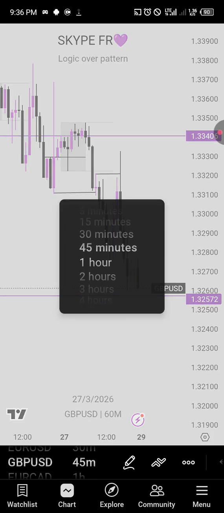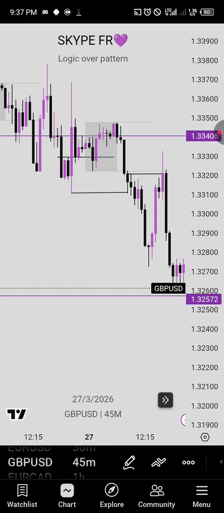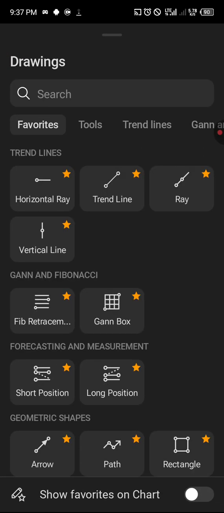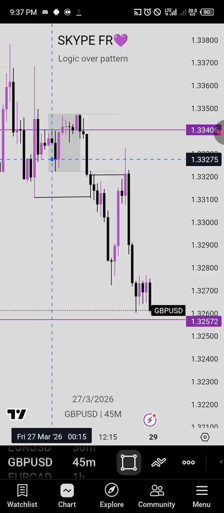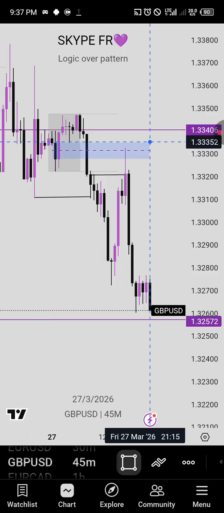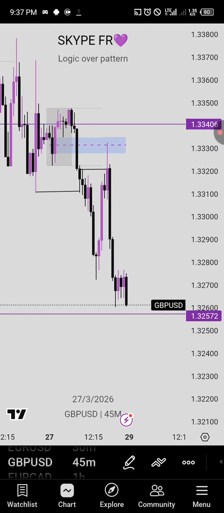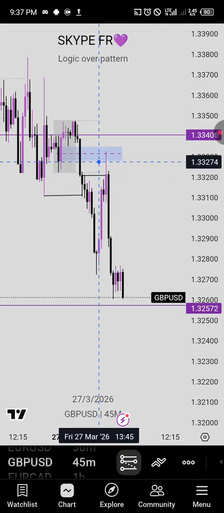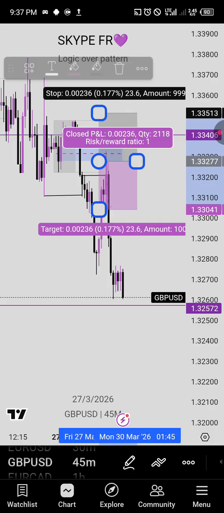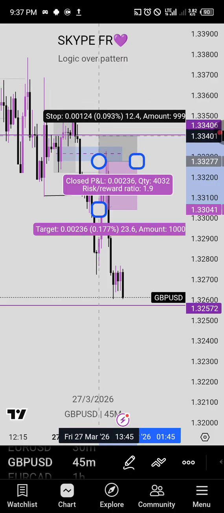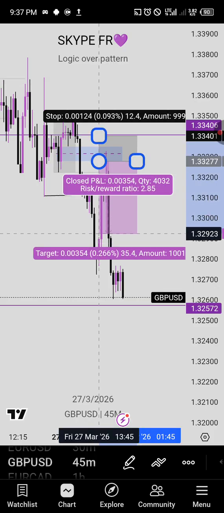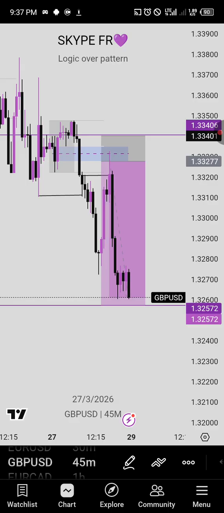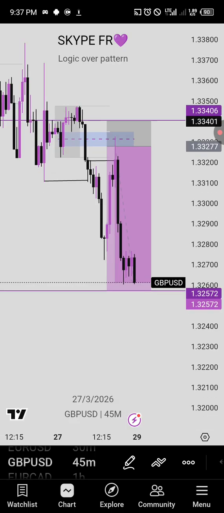So let's see what 45 minutes has. Now you can see here on the 45-minute time frame we have this clear breaker block. So you can see that will be it. So that's it, as simple.